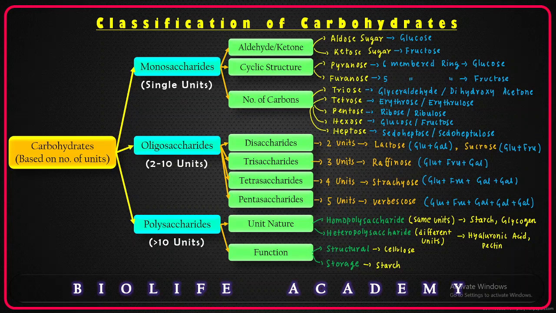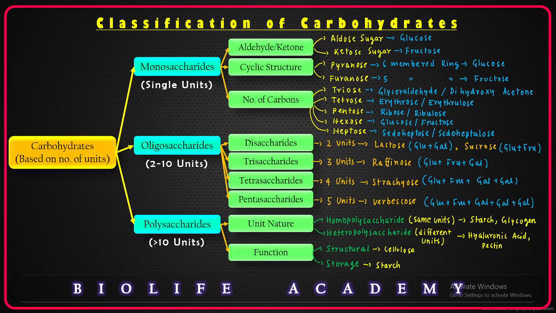It contains glucose and fructose. A trisaccharide is raffinose. It contains glucose, fructose and galactose, while a tetrasaccharide is stachyose, which contains glucose, fructose and 2 molecules of galactose. Verbascose is a pentasaccharide which contains glucose, fructose and 3 molecules of galactose. These are basically arranged in the form of a chain with the help of a glycosidic bond. We will discuss the glycosidic bond in another class.